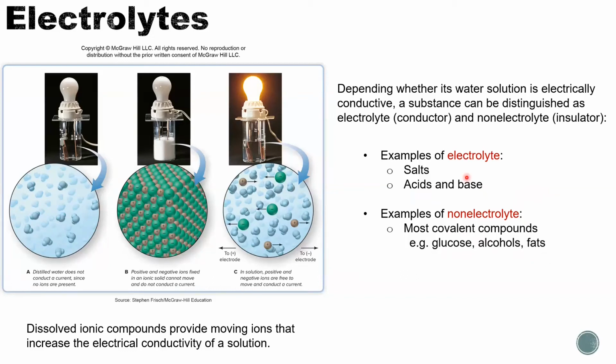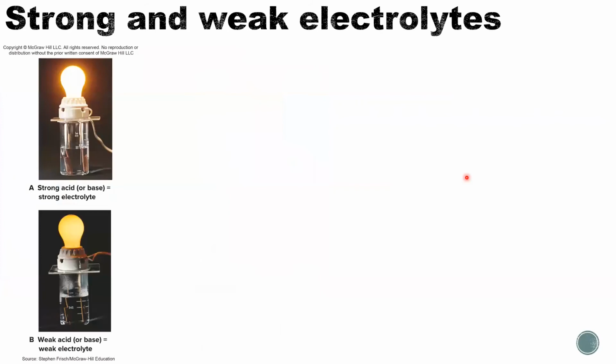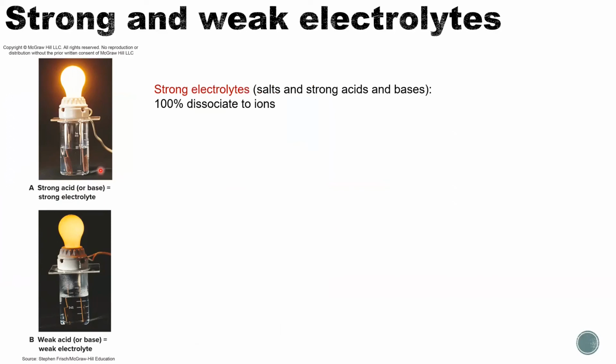Within the electrolytes, we can further distinguish strong and weak electrolytes. As you can see here, the same experimental setup of the light bulb. Some solutions give very bright light. Some solutions give weak light. So strong electrolytes obviously are the electrolytes that greatly promote the electrical conductivity of a solution. That usually means the salts and strong acids and bases. And strong electrolytes 100% dissociate into ions in water solution.